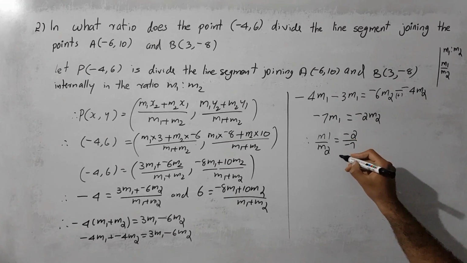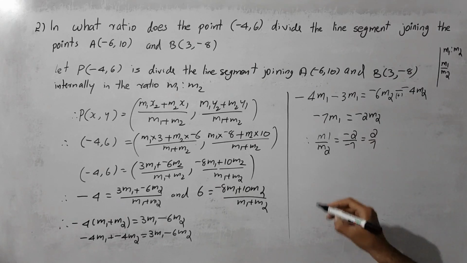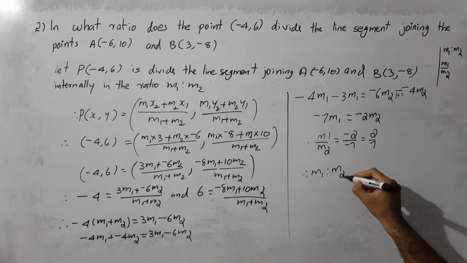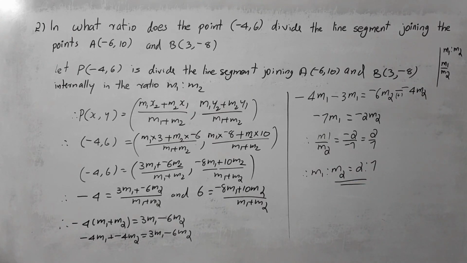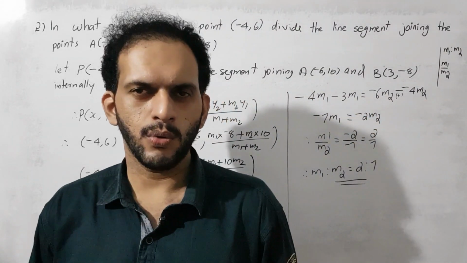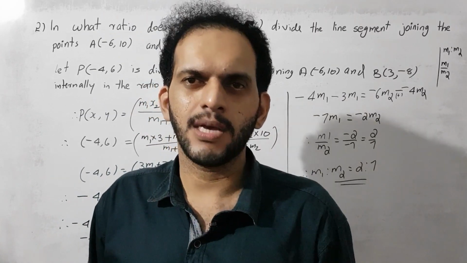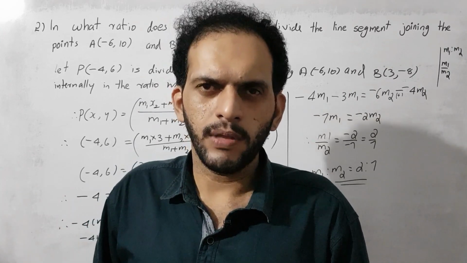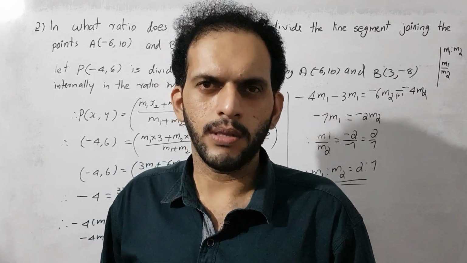Both are negative, so we get 2 by 7. Therefore m1 is to m2 is equal to 2 is to 7. Okay, not 7 is to 2, 2 is to 7. Like this, we want to find the ratio, given the coordinate of the point dividing the line segment and given the endpoints of the line segment. Okay, it's a very important type of question also. I think you got this idea.